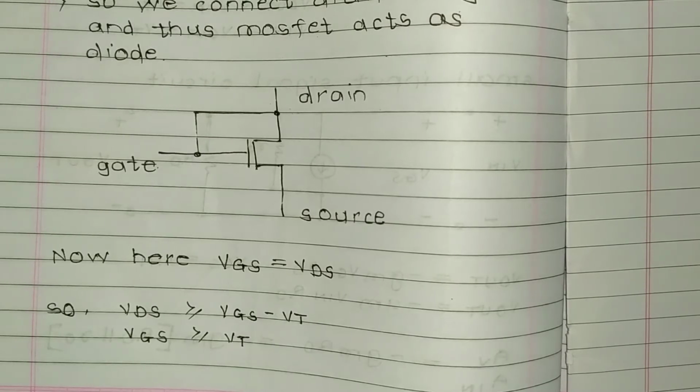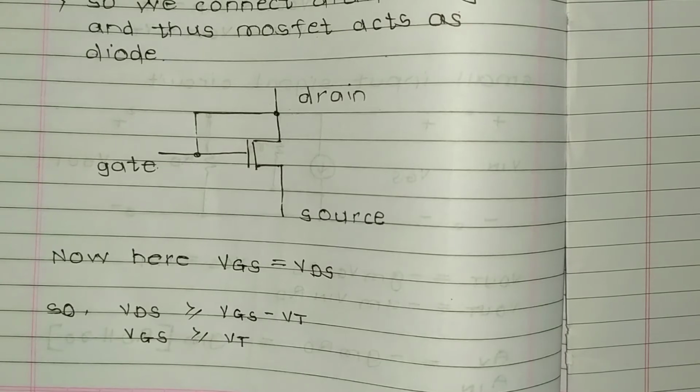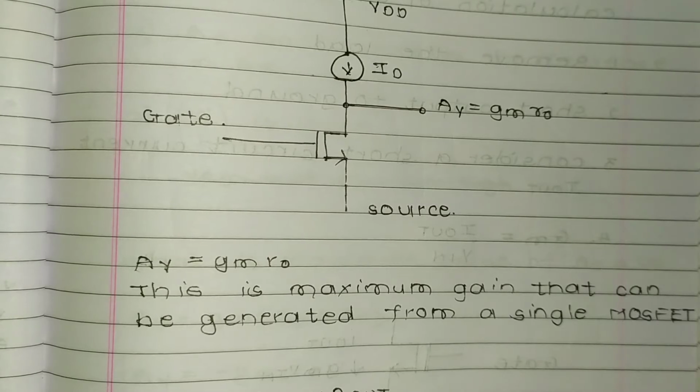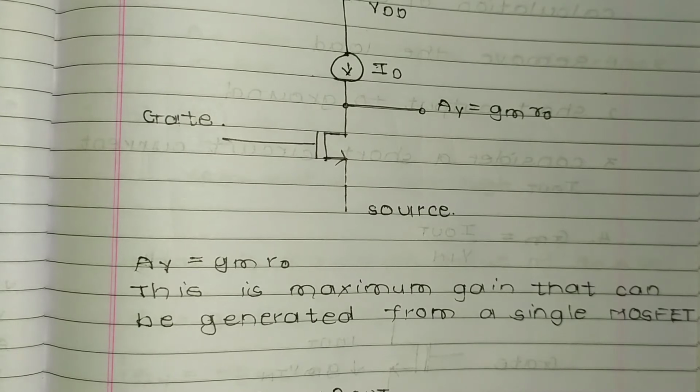So now here gate and drain are connected. As shown in the figure, AV is equal to GM R0, where AV is gain, GM is transconductance and R0 is internal resistance. So AV, that is gain, is equal to GM R0, transconductance into internal resistance. This is the maximum gain that can be generated from a single MOSFET.